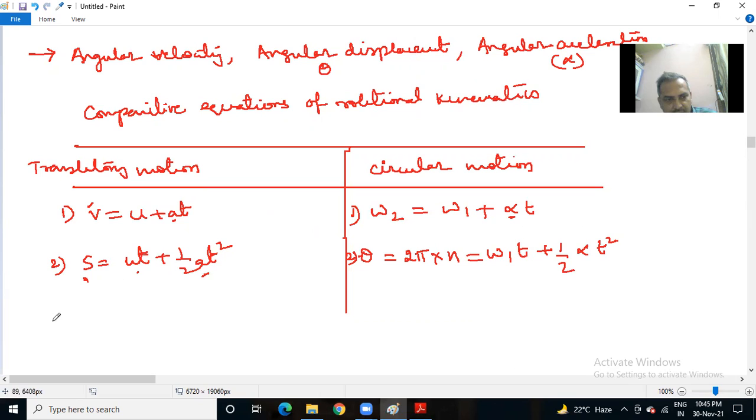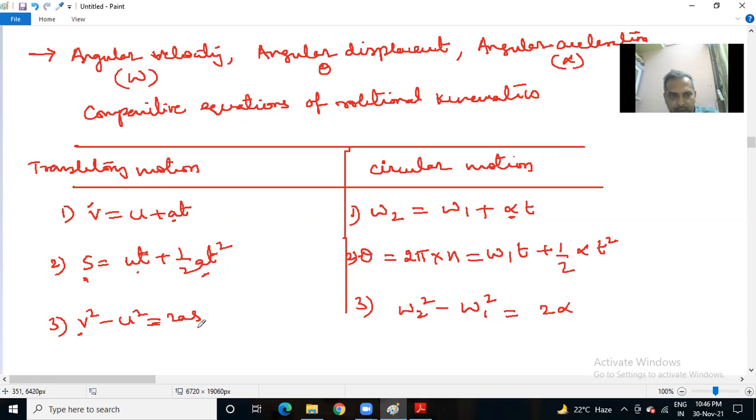Now we have also got the third equation, V square minus U square equal to 2as. So V is velocity, and here you call it angular velocity omega. The third equation is going to be omega 2 square, final angular velocity, minus omega 1 square, initial angular velocity, equals 2 alpha. S, the displacement, is to be replaced with angular displacement theta.